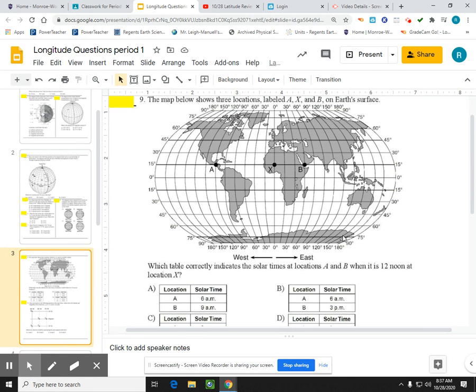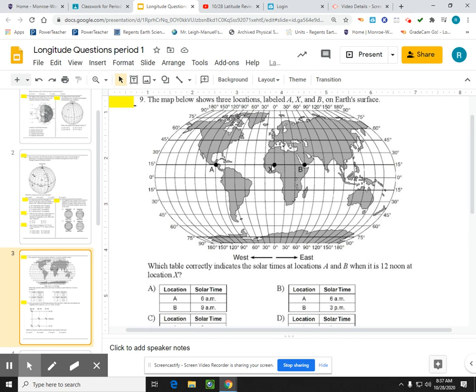Okay, in this diagram, it says the diagram shows 3 locations labeled X, A, and B, and which table correctly indicates the solar times at A and B when it's 12 noon at X. So if it's 12 noon at X, B is over here at 60. Is it 60? No, excuse me, 45. So 0 to 45, that's a 45 degree difference, divided by 15 gives me a 3-hour difference. So B is 3 hours later, which makes that 3 p.m.